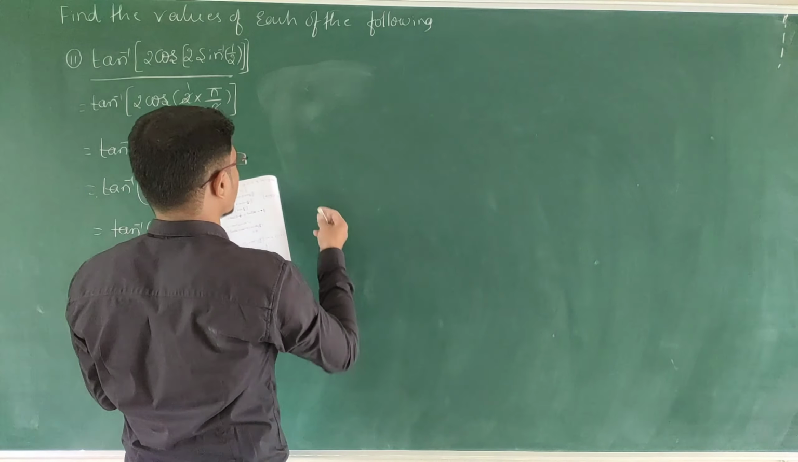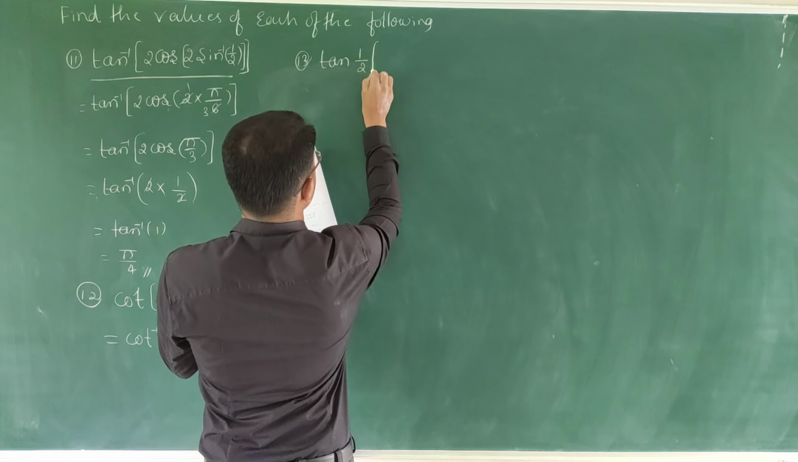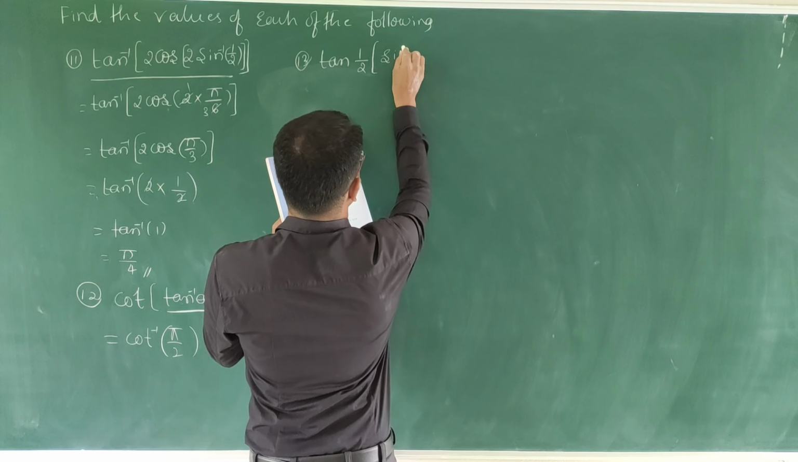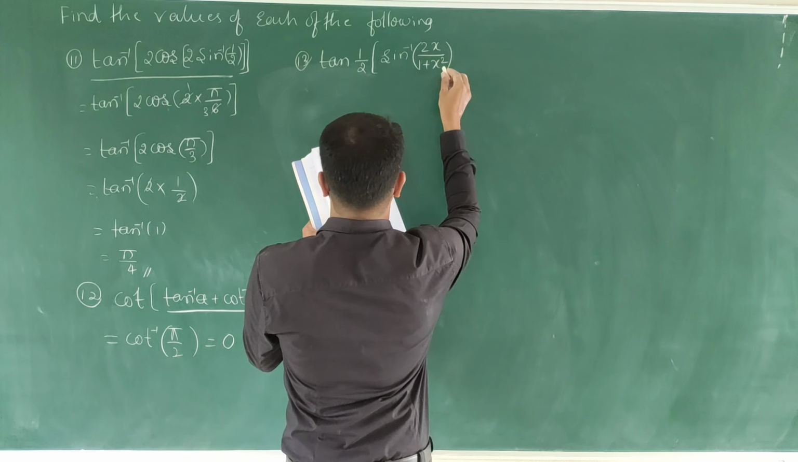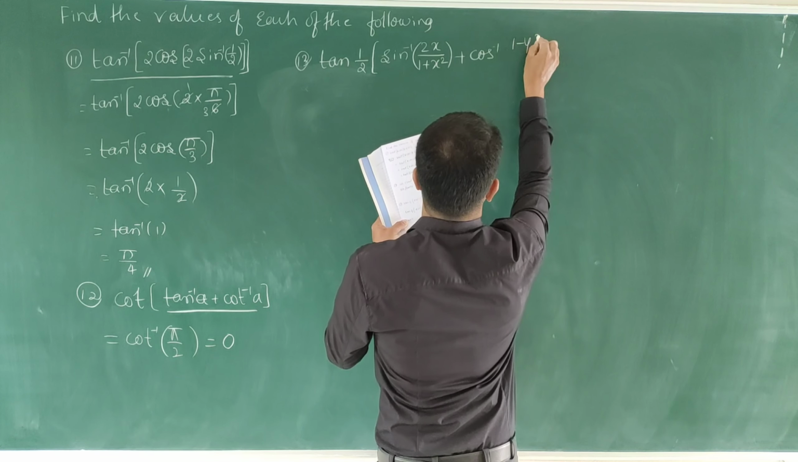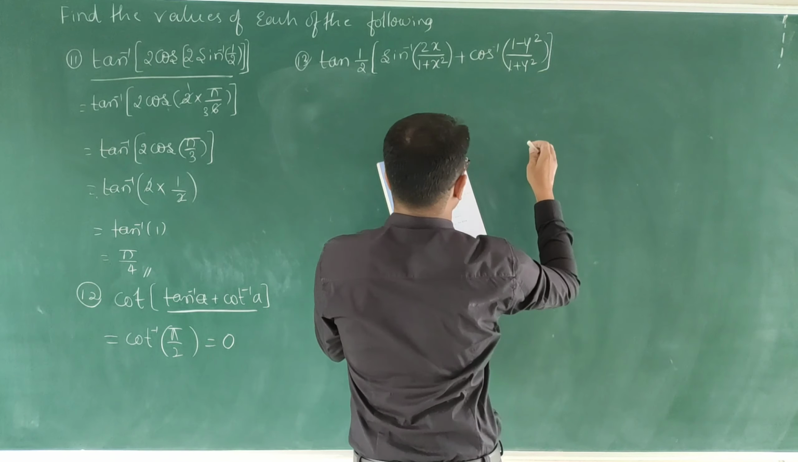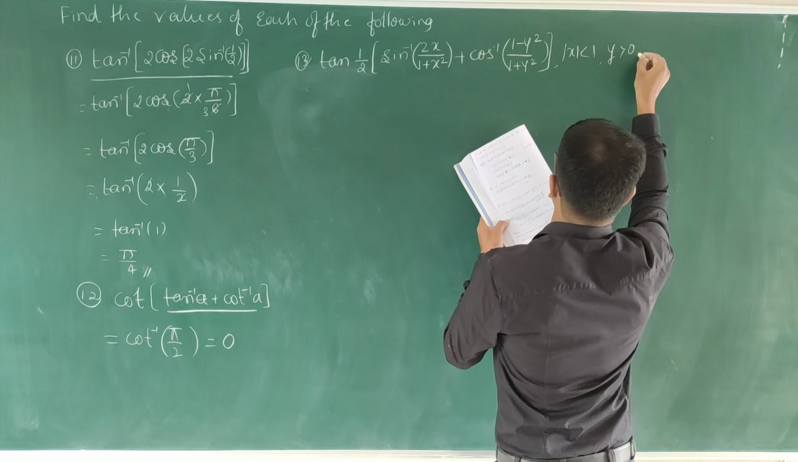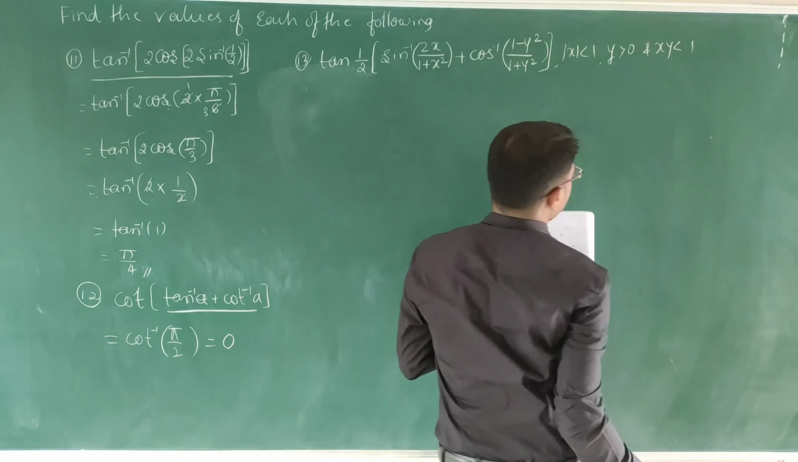Next, the 13th question: tan of 1 by 2 times the bracket sin inverse of 2x divided by 1 plus x square plus cos inverse of 1 minus y square divided by 1 plus y square, where mod x is less than 1 and y greater than 0 and x into y less than 1. Okay, so we have to find the value of this question.